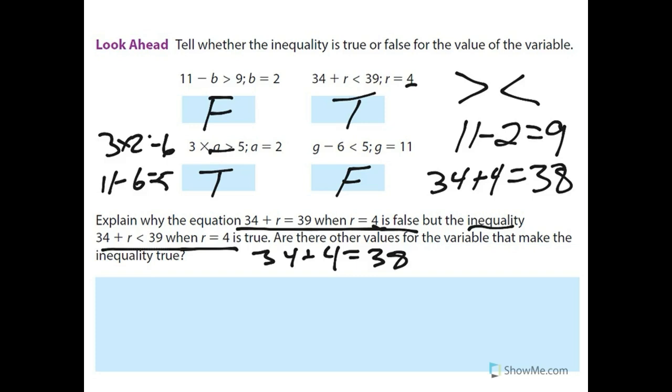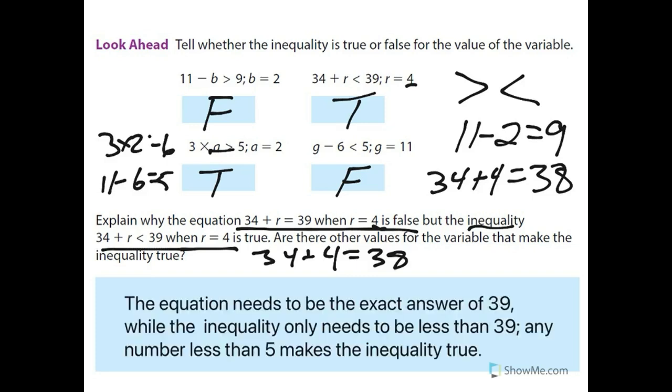And here's what I'm going to say. The equation needs to be the exact answer of 39, right? Because it's equal. It needs to be the exact answer of 39, while the inequality only needs to be less than 39. Any number less than 5 makes the inequality true, right? Because 34 plus 5 would equal 39. It's not less than 39. But 4, 3, 2, 1, 0, all those numbers would make the inequality true.